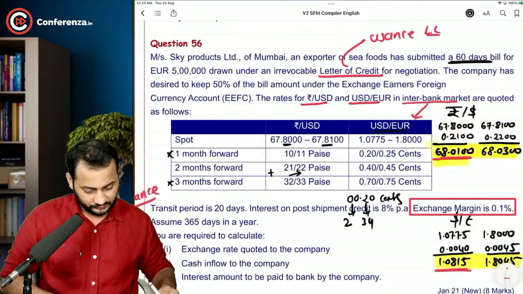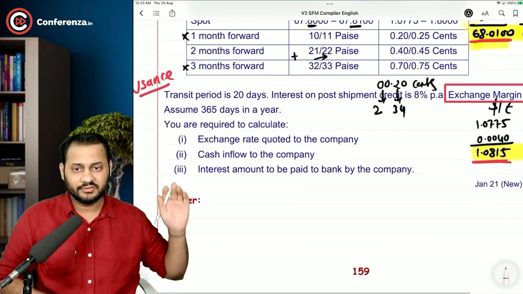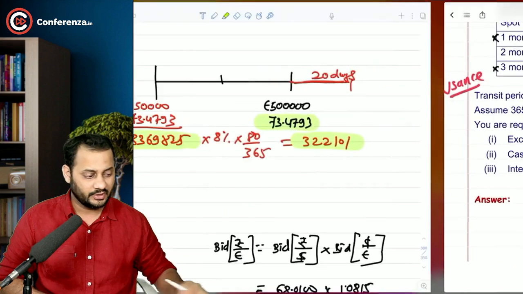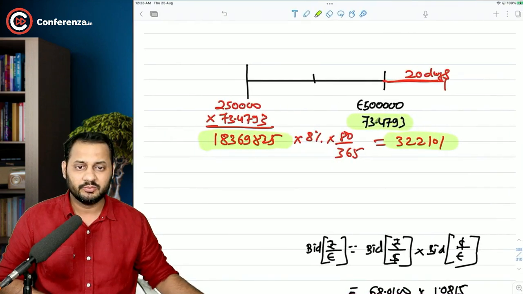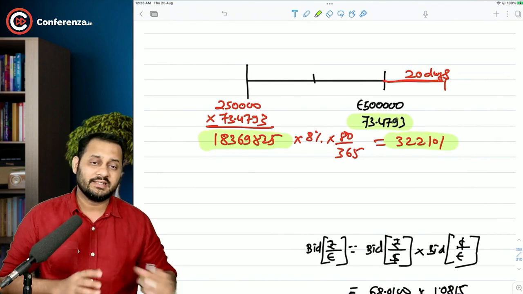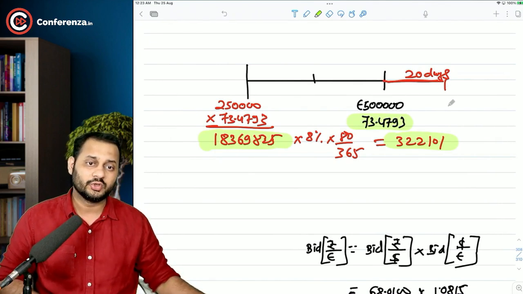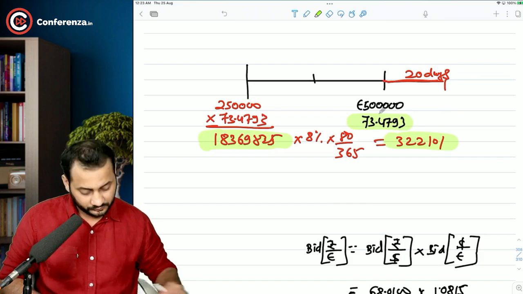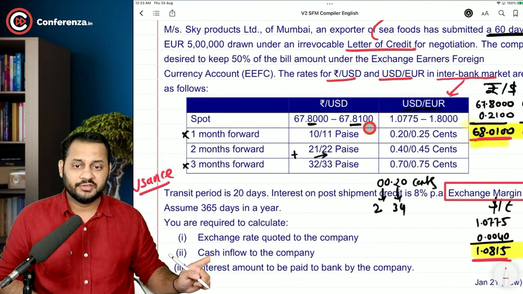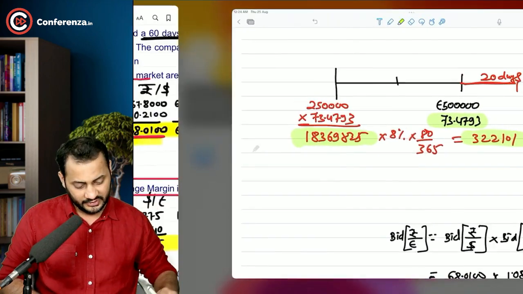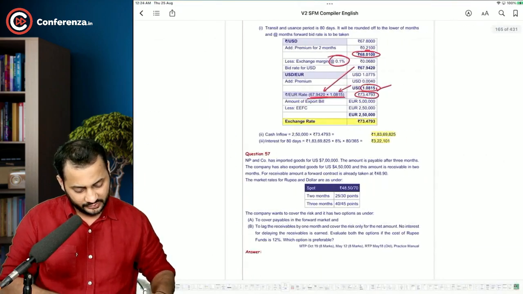Got it? See, there are 3 things which the institute has asked, which the question has asked. Exchange rate quoted to the company. This was the exchange rate quoted to the company, 73.4793. You might say that the exchange rate should also be after 80 days. No, sir. It will be of 60 days only. Then, cash inflow to the company: 183,69,825. Let's cross check with the answers by the institute.